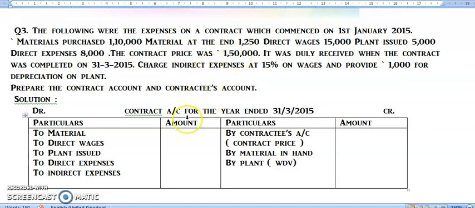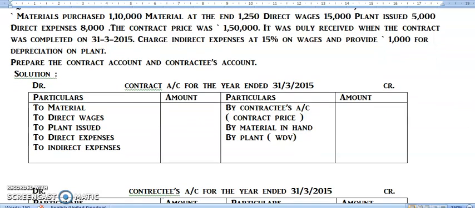So first is to prepare a contract account. Here you are asked to prepare the contract account and the contractee's account. The contract account is in the usual format with debit and credit columns. First you have to write all the expenses, like to material. Just write down the amount for material, which is 1,10,000.